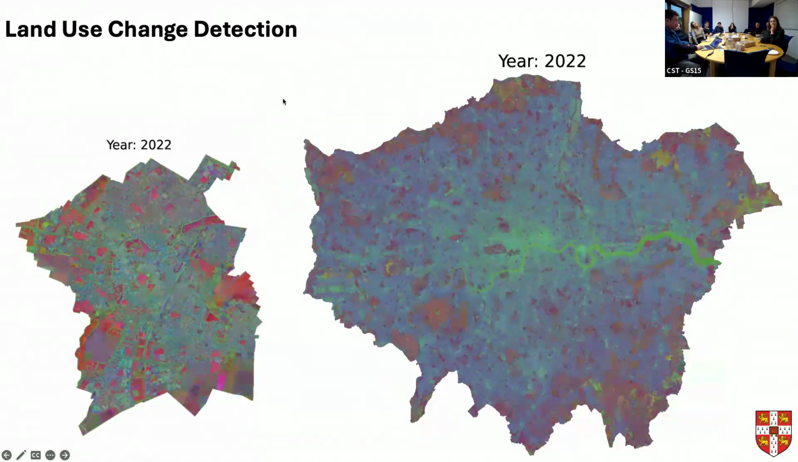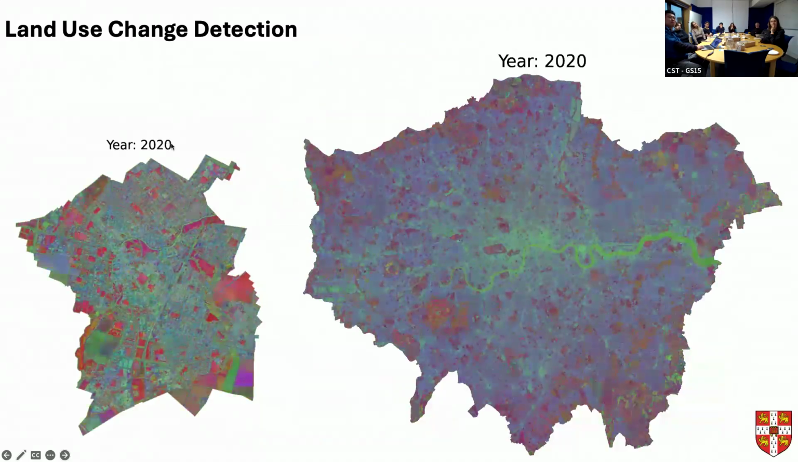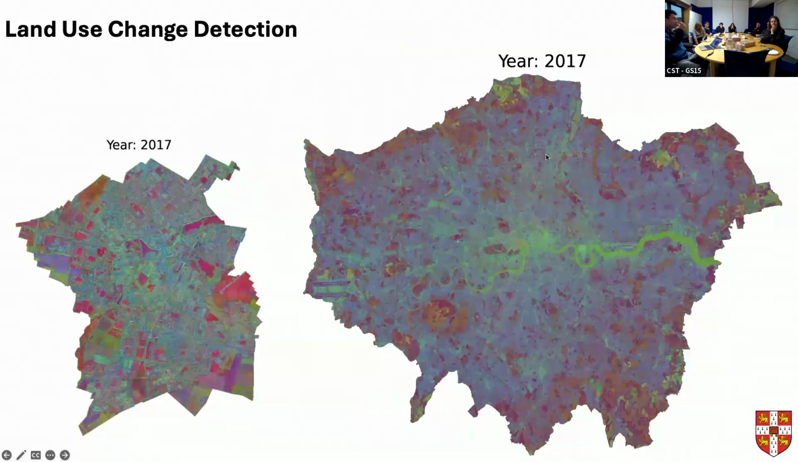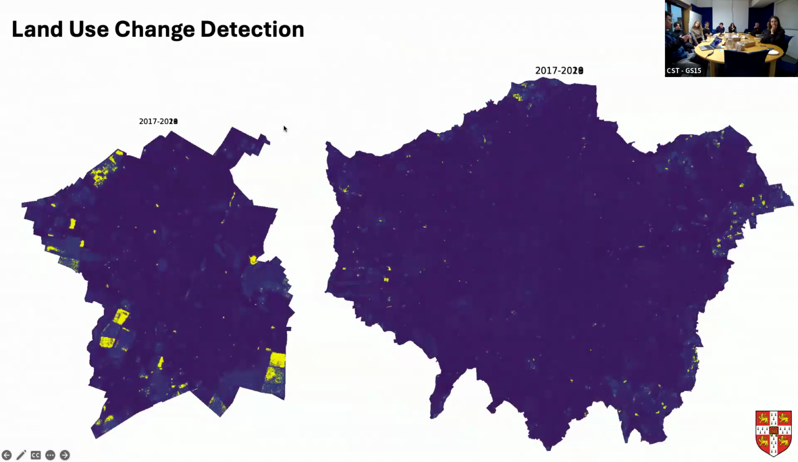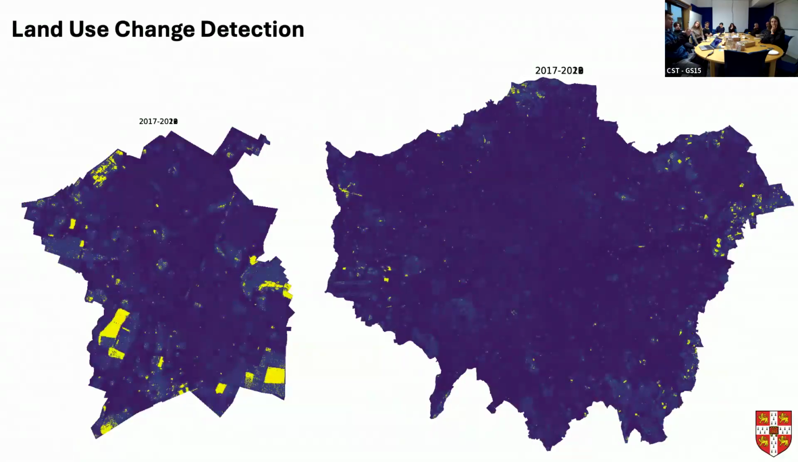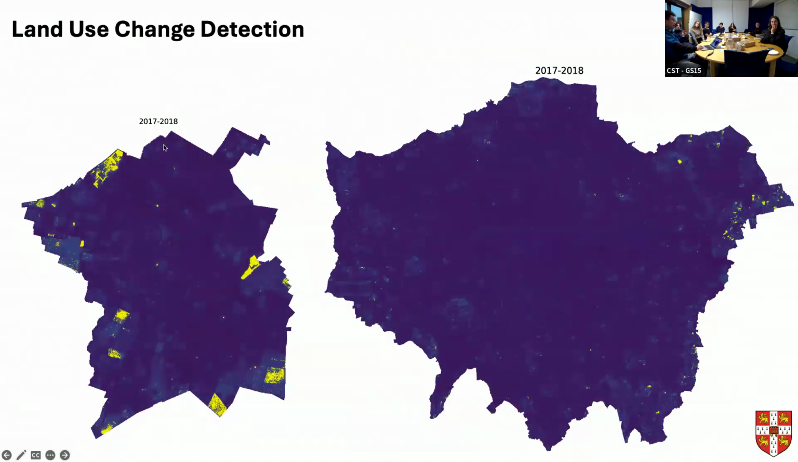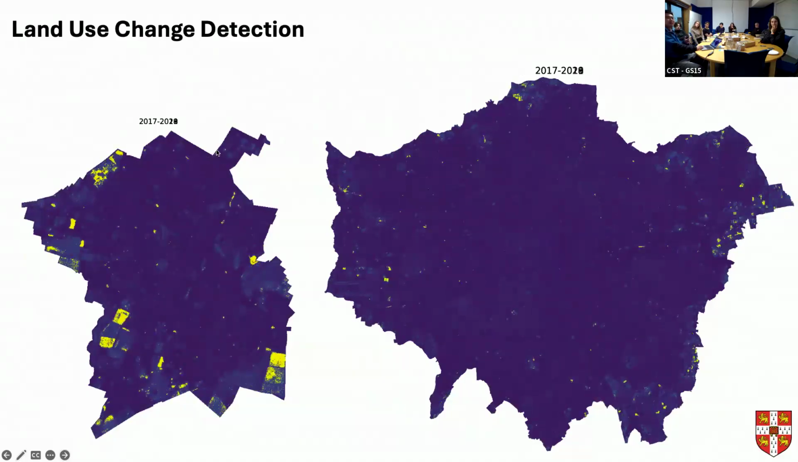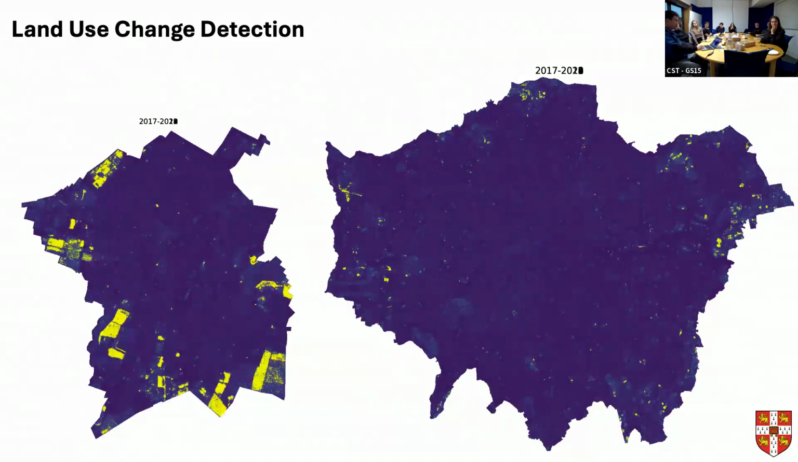This is not in the paper, so this is just for fun. I just drew the embedding map for Cambridge from 2017 to 2024, and this is London. This is how these two different places change in the embedding space. And here, this is a very rough change detection. Basically, I just calculated the cosine similarity between the two adjacent years in the embedding space. And I just set a threshold to select all these places that might experience a change, but I didn't really validate this with the ground truth data. So I'm not quite sure if this is right, but yeah.